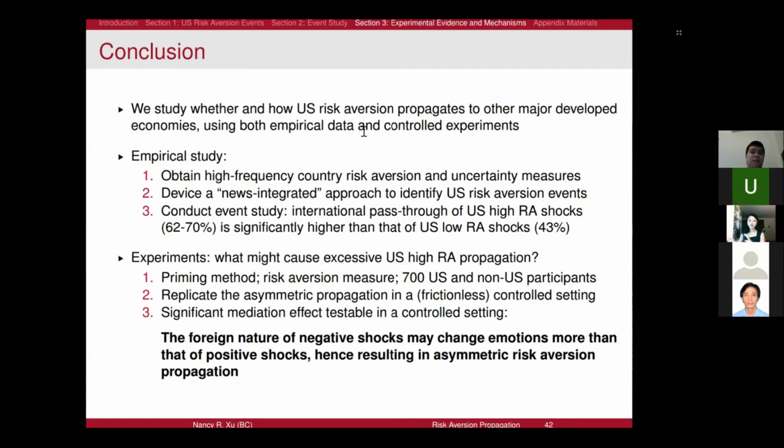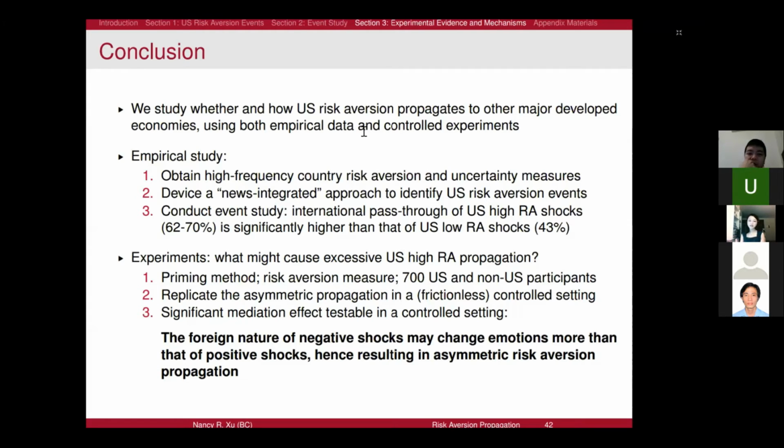So I'm going to just say a couple of words about the takeaway I want you to have. We use financial and news data to show that US risk aversion has an asymmetrical risk propagation to the 6 non-US countries we look at. The high risk aversion propagation is around 60%, but the low risk aversion propagation is around 43%, right?